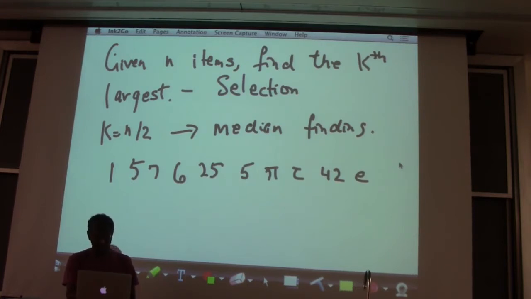There are 10 numbers, which makes it easy. So let's see which is the 5th largest. So there's 1, there's E, there's pi, there's 5, and there's 5. Is that right? Yeah. It's 5. 5 is twice, that's fine. That's okay. So I think 5 is the median in this case. Which 5? There are 2 5s. The other one.